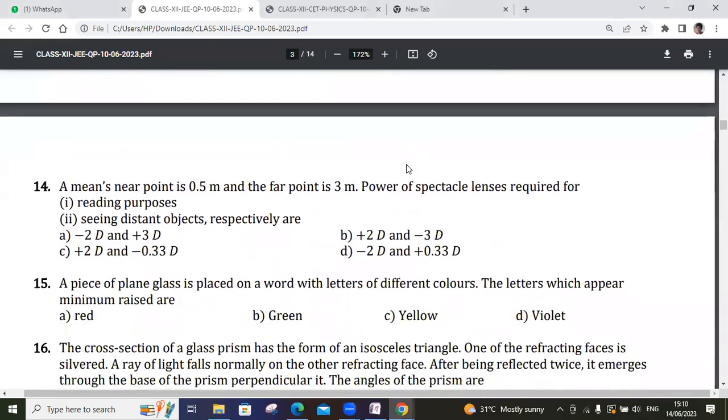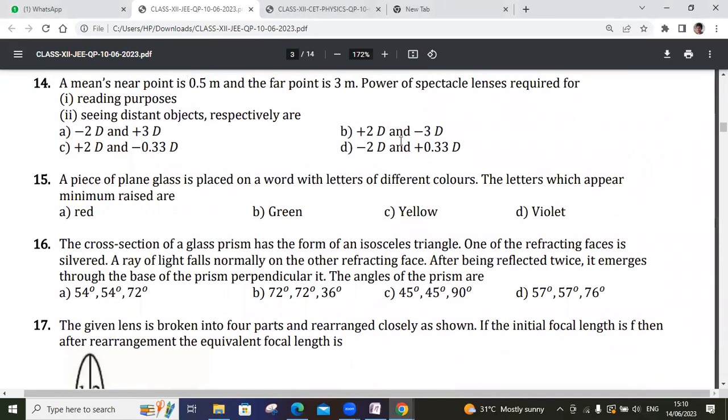And 14th one. The man's near point is 0.5 meter. So that is the man actually. This is the near point. This is the far point. Power of the spectacle lenses required for reading purpose.